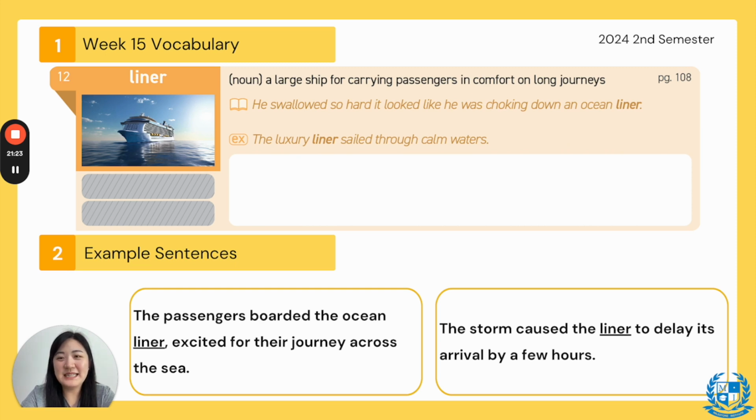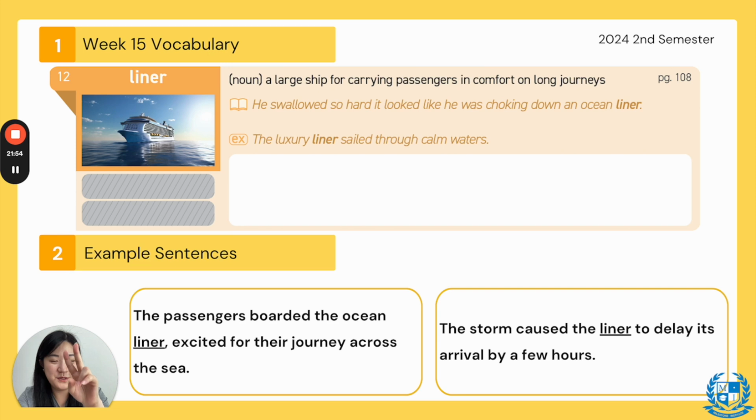Number 12, everyone say liner. Liner. It is a noun and it's another word for a large ship for carrying passengers in comfort on long journeys. It looks kind of like a cruise ship, right? So we call it an ocean liner. In our book, it says, he swallowed so hard, it looked like he was choking down an ocean liner. And you see that big gulp. It's like, ocean liner.